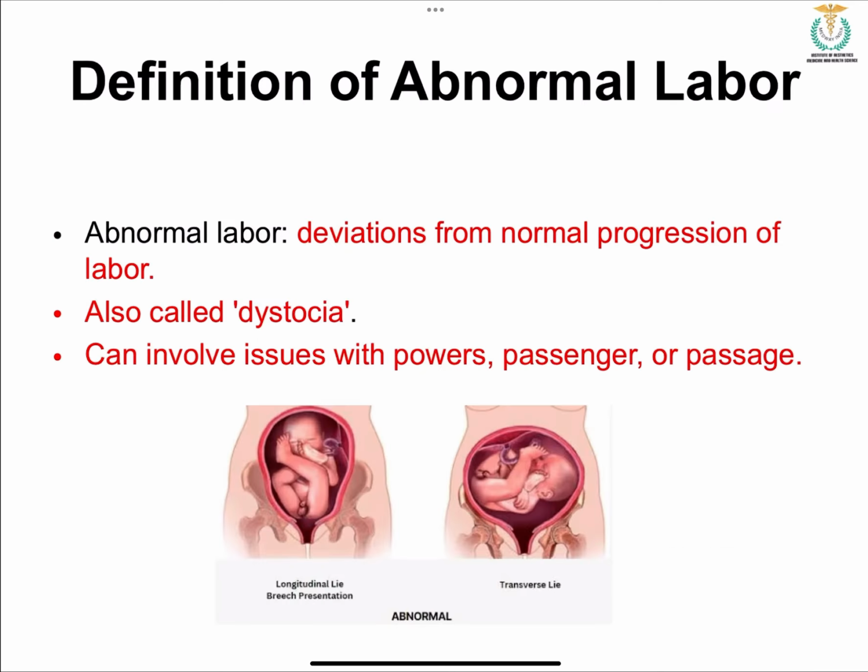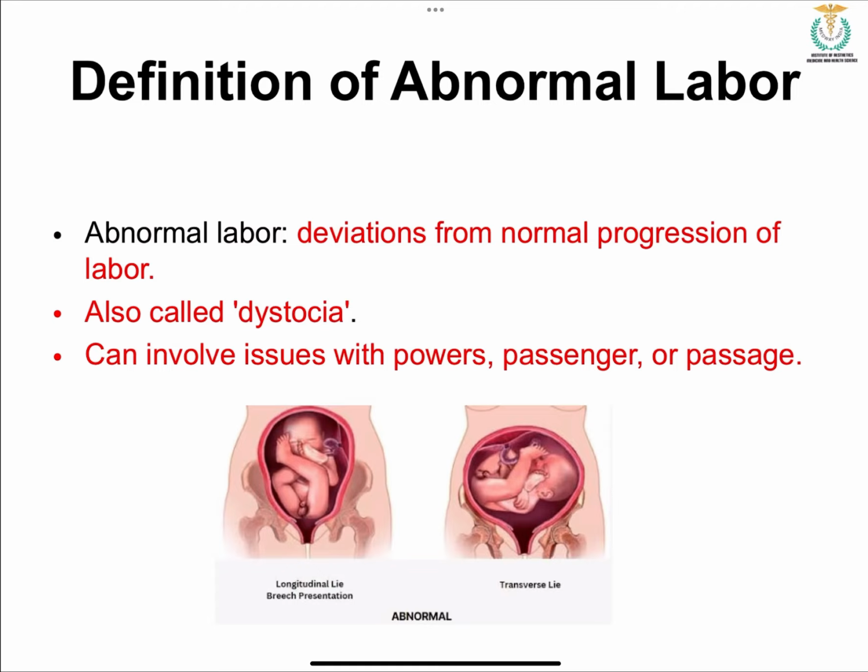Definition of abnormal labor. So, what is abnormal labor? Usually, we call abnormal labor dystocia. Clinically, when we define it, dystocia means the abnormal progress of labor with slow latent phase, protracted or arrested active phase, prolonged second stage, or complete obstruction. So, those are the causes of dystocia.